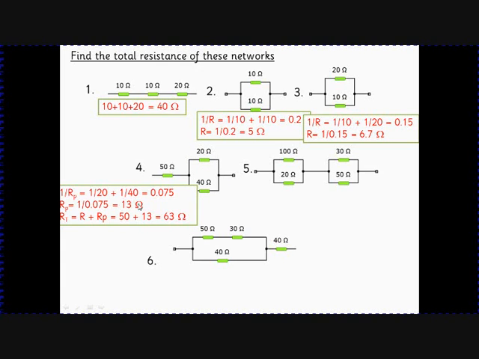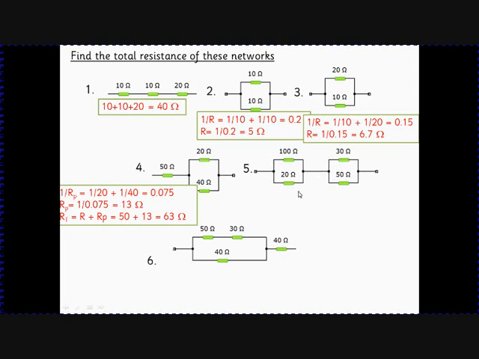A useful thing to notice is that the total resistance is always less than the smallest one. So when I start this, I know that this part is going to be less than 20. Then we've got a 50 ohm resistor and a 13 ohm resistor in series. So we just add those two together. We get 63 ohms.